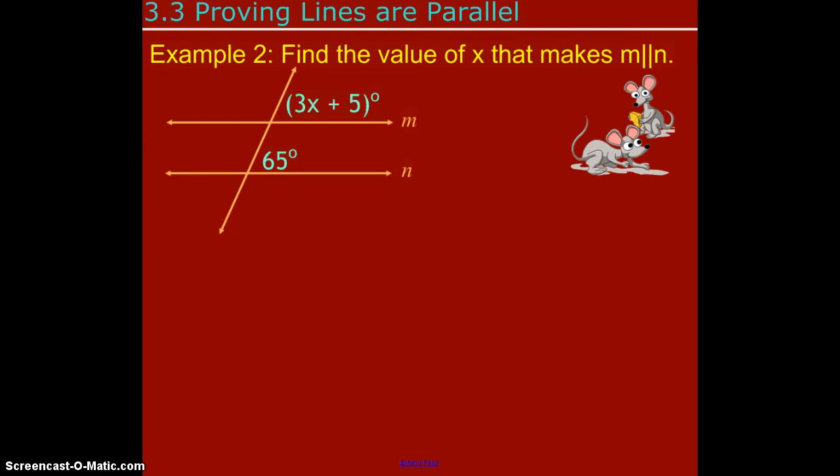Try this problem. I want you to tell me that M and N are parallel. In order for M and N to be parallel, then 3x plus 5 has to equal 65. And the reason is because those two are corresponding angles, and if I can prove that two angles that are corresponding are congruent, then the lines have to be parallel. Please find the value for x.